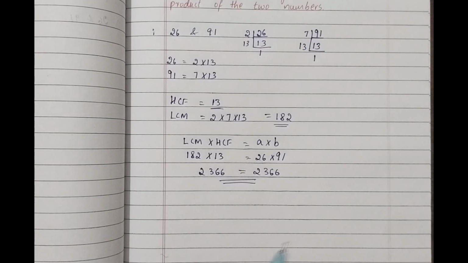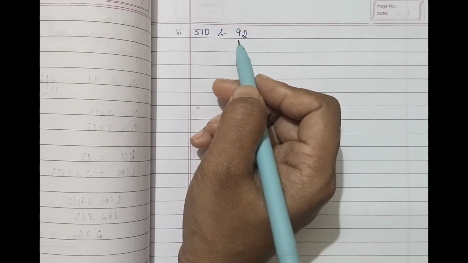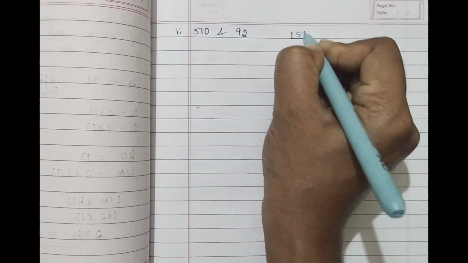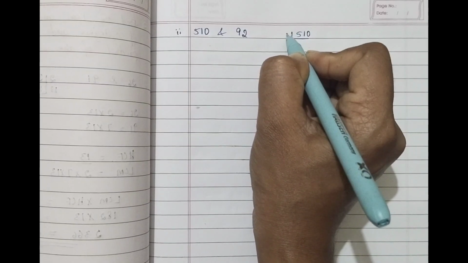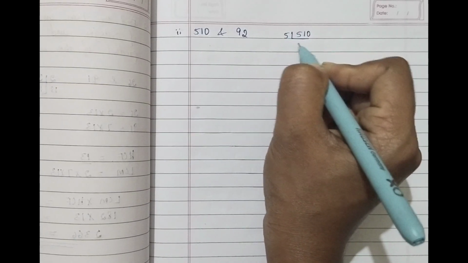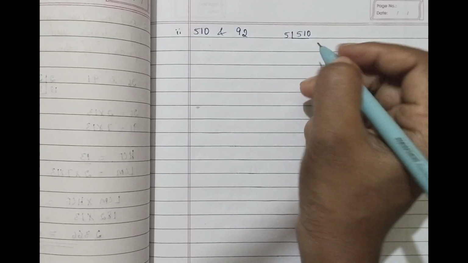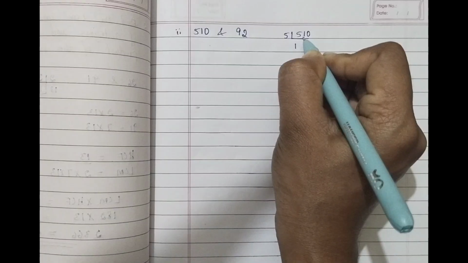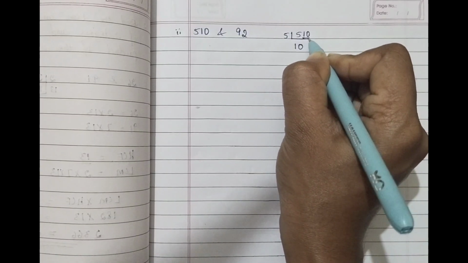Next we will move on to the next question, that is 510 and 92. Now we have to find the prime factors of 510. So I'll take the smallest prime number 5 to divide it. 5 ones are 5. Then 1 is there, so I have to take 0 here. Then 10 together, 5 twos are 10.